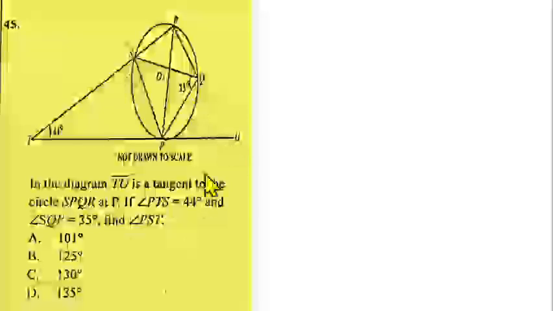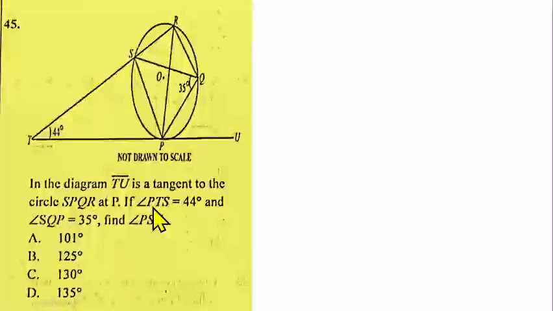Question number 45 is still on circle geometry. You are told that in the diagram, this line TU is a tangent to the circle at P. Then angle PTS is 44 degrees, and angle SQP, this angle here, is 35 degrees.